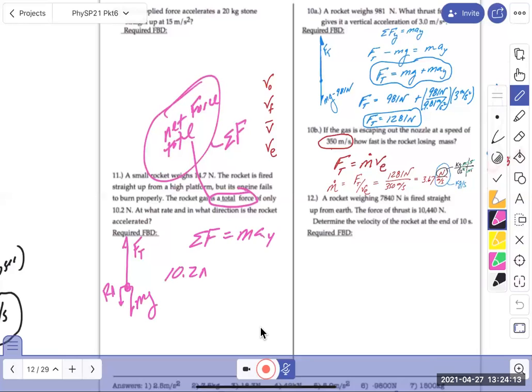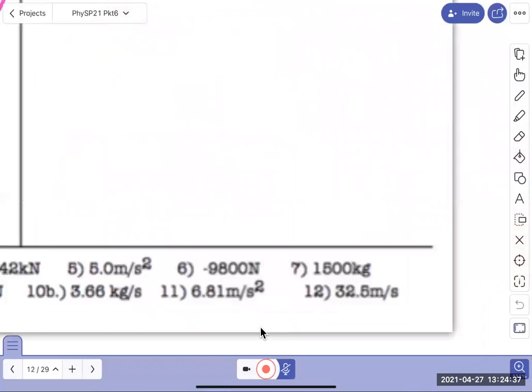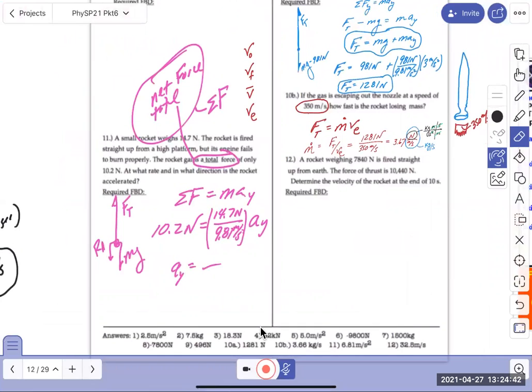So 10.2 newtons equals, now the mass, I've got to pull the g out of the weight, equals 14.7 newtons divided by 9.81 meters per second squared, times ay. And then you solve for ay equals whatever. I have the answer down there at the bottom. So looks like it's 6.81. All right, fair enough. But the point there was, when it says total or net, that means they're giving you the summation of forces.